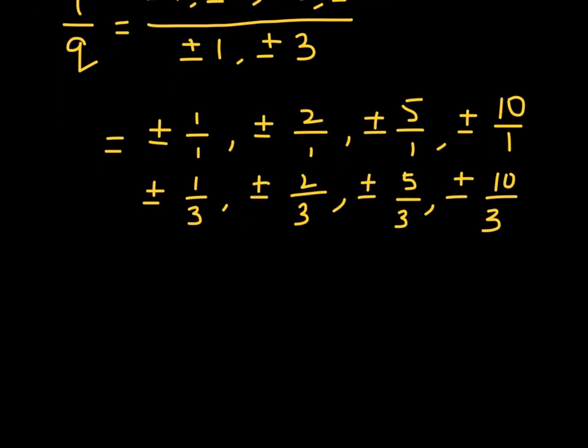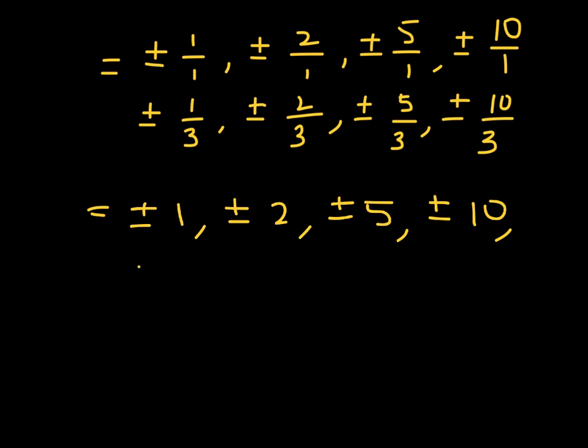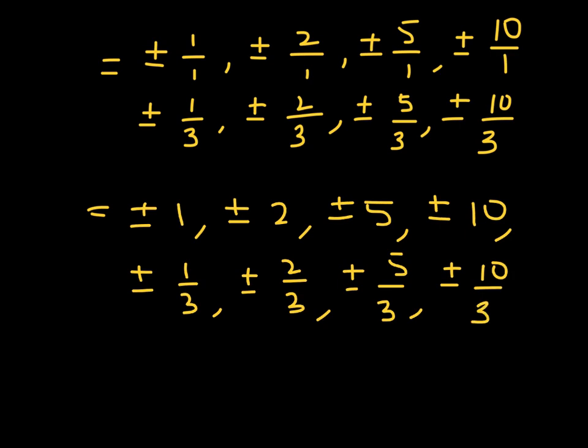Now that you have your list, you should simplify this. So you have plus or minus 1, 2, 5, 10, comma, plus or minus 1/3, plus or minus 2/3, plus or minus 5/3, plus or minus 10/3. This, ladies and gentlemen, is the full list of your possible rational zeros, all right?